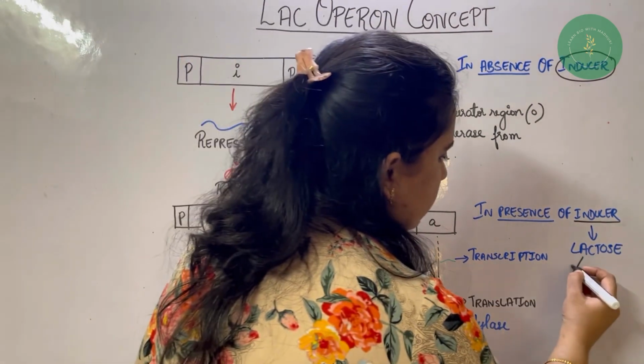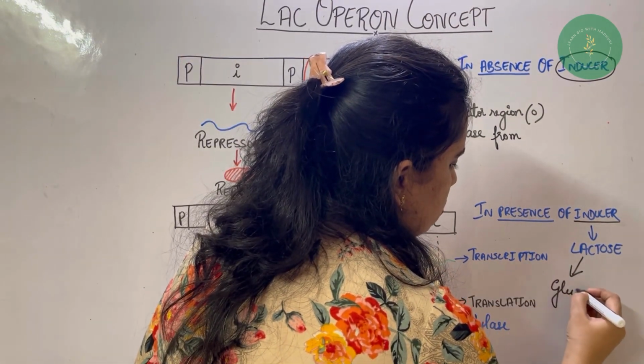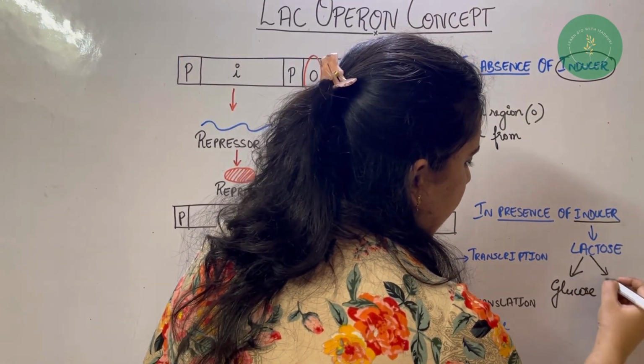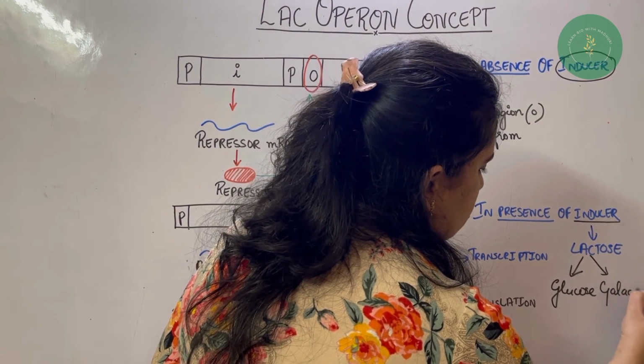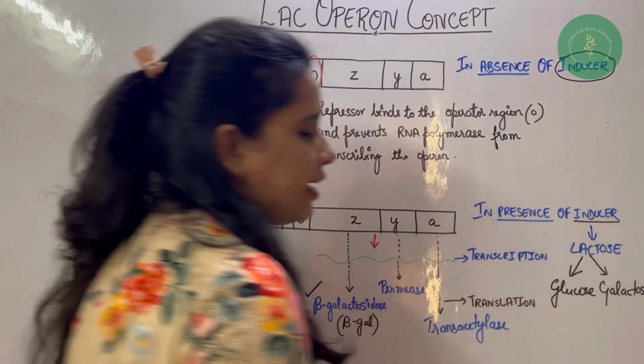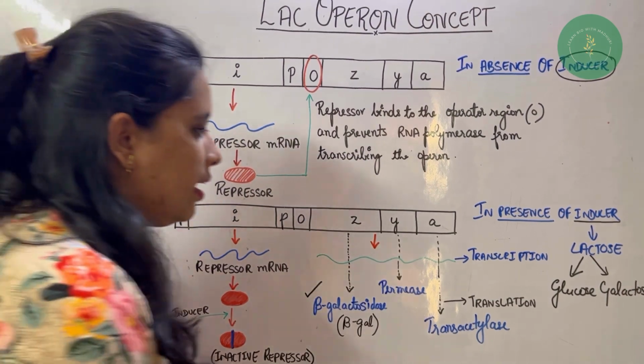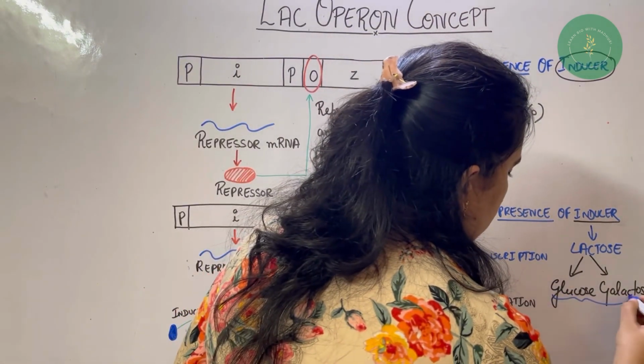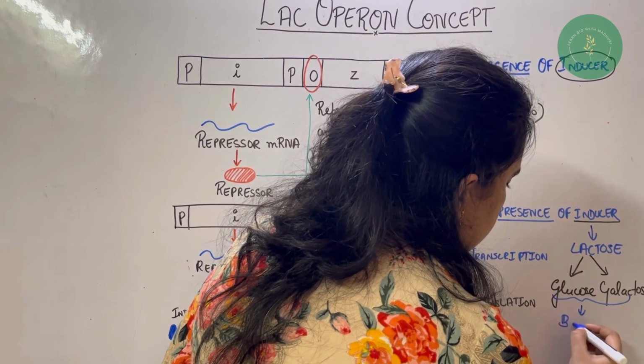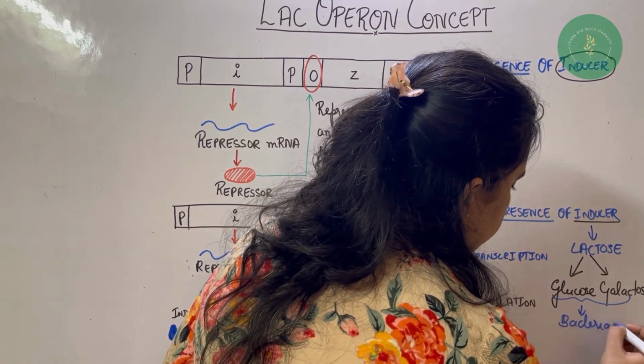into glucose and galactose. These are the single sugars, and these sugars can be taken up by which organism? It is bacteria.